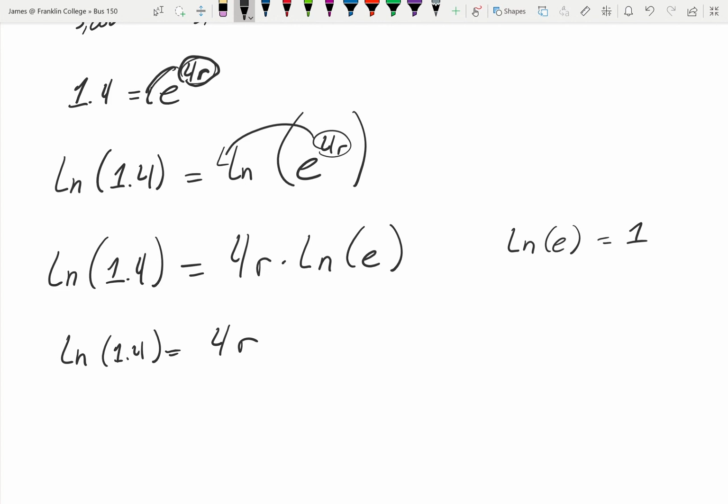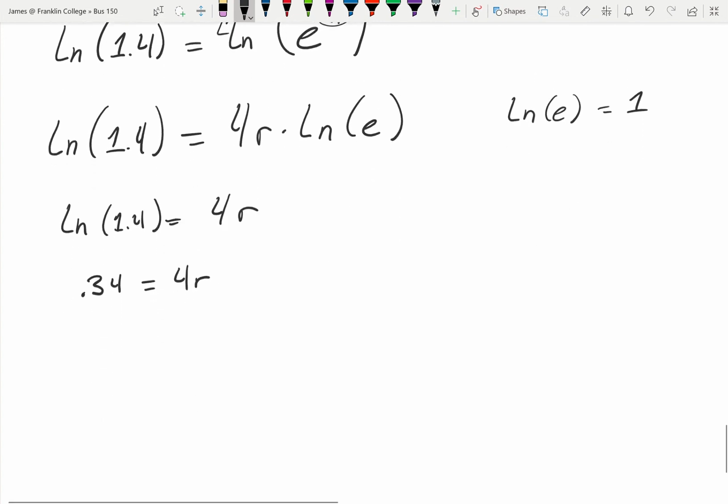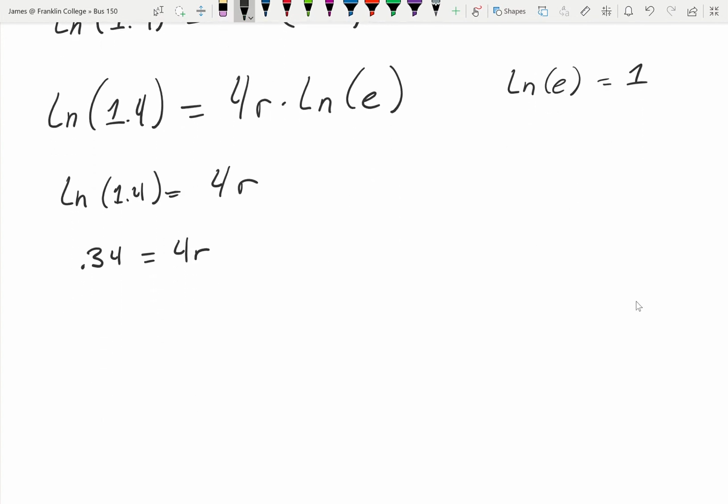Now we can just divide both sides of the equation. Well, we can plug in natural log of 1.4 first into our calculator, and we're going to get 0.34 equals 4R. Divide both sides by 4, and we are going to get 0.09 equals R, or R equals 9%.